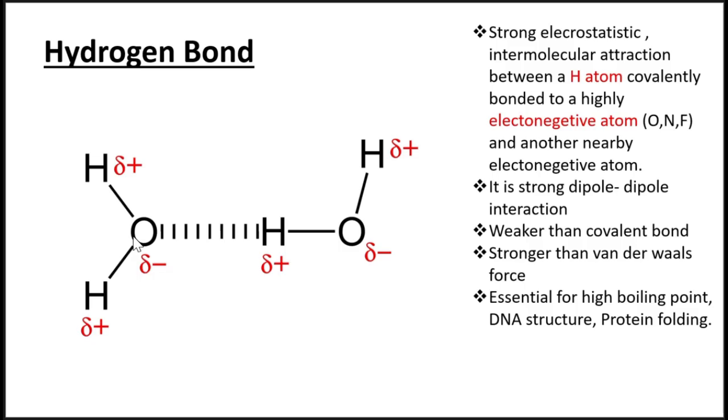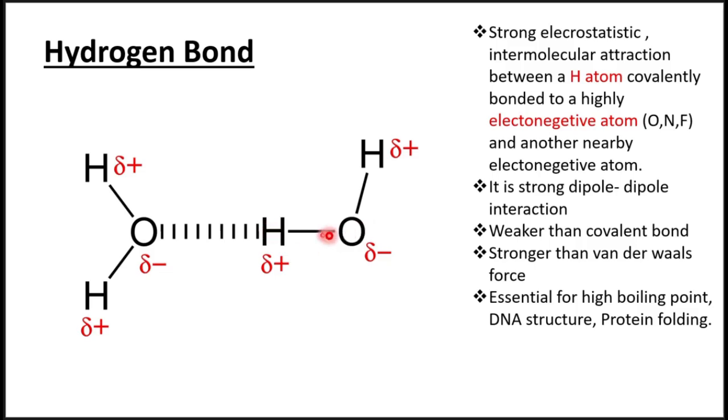Now we can look at the hydrogen bond. What is a hydrogen bond? What are its characteristics, etc.? You can see in this photo that between H and O there is a hydrogen bond. This is the hydrogen bond. It is a strong electrostatic intermolecular attraction between a hydrogen atom covalently bonded to a highly electronegative atom, that means oxygen, nitrogen, fluorine, etc.